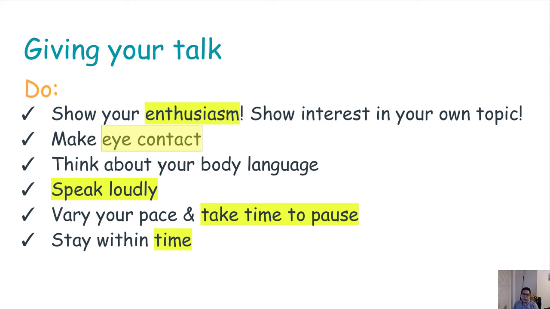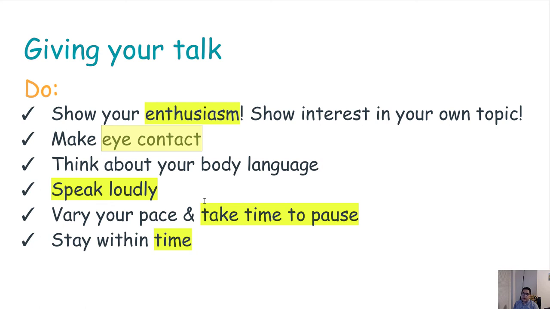Think about your body language. Are you doing something awkward when you are presenting? Are you talking in a monotonous tone like the way I'm talking right now? During your presentation, you should talk with enthusiasm, and you should vary your pace so that people know where to pay attention and where it is not as important. And it is a good idea to pause when necessary.